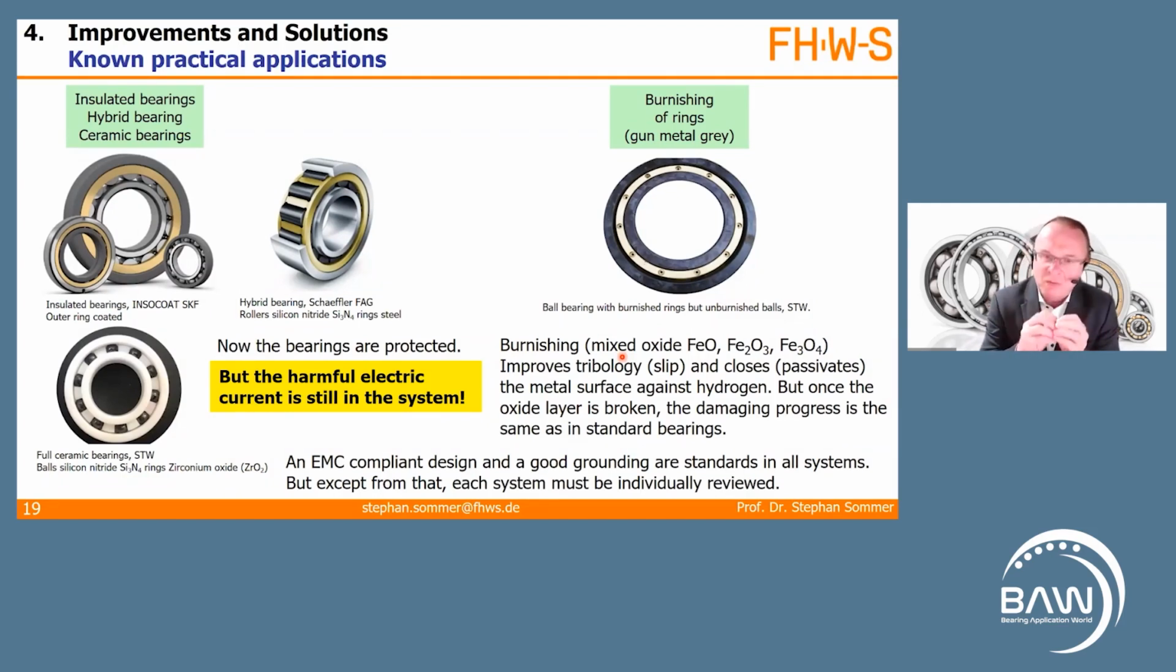But once the oxide layer is broken through electricity, through slip, the damaging process is just the same as in any standard bearing. So an EMC compliant system and a good grounding are standards in all systems. But except from that, each system must be individually reviewed.